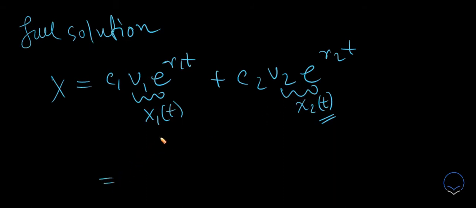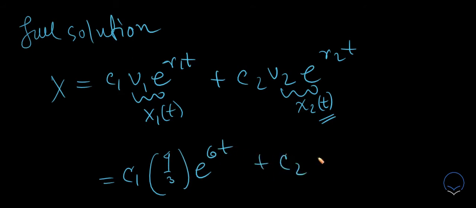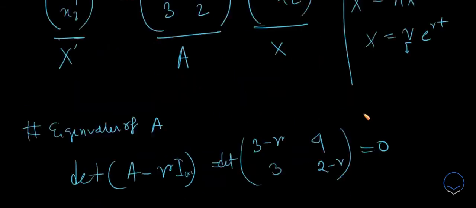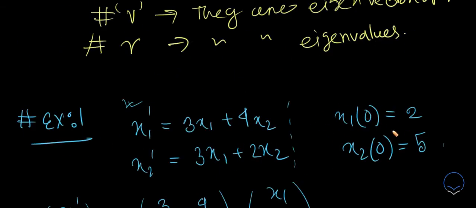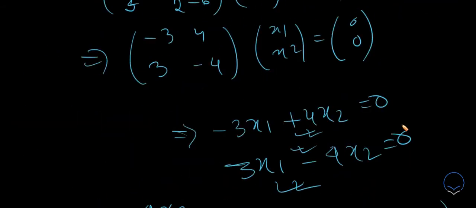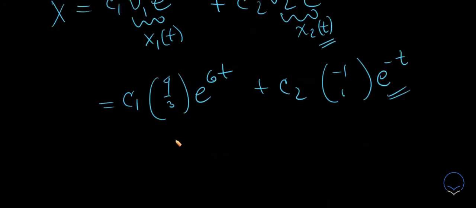So if I just write down the full solution, you just have to write down the numbers. Let's say r1 equals 6, so that will be 4 3 e to the power 6t plus c2 minus 1 1 e to the power minus t. That's it. And you can use the values over here, this x1(0) and x2(0), to determine the coefficients that appear over here.